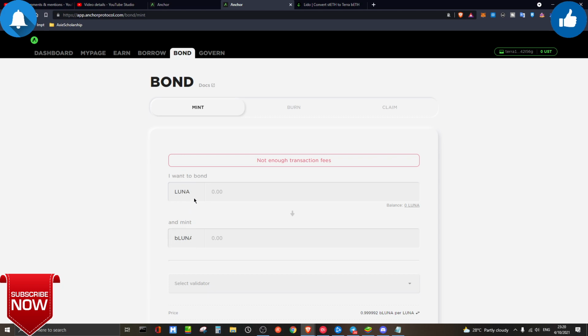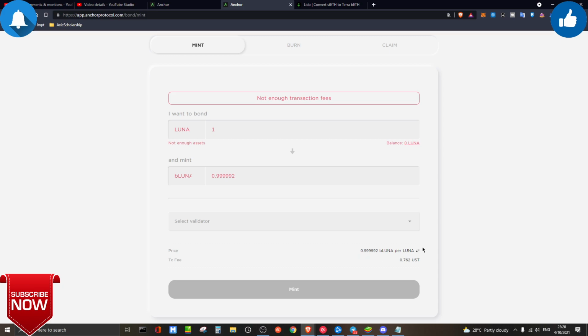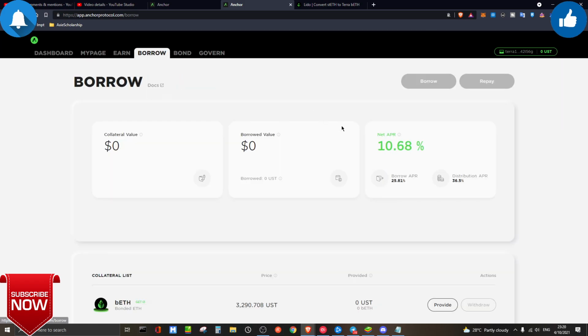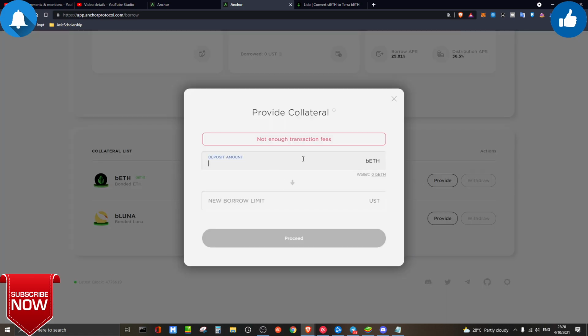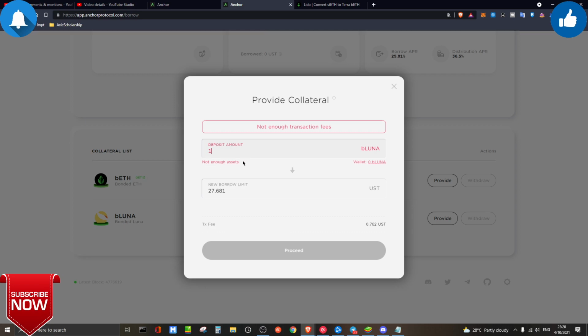So what does it mean? Basically, for example, you have 1 Luna. You put in 1 Luna, you will get this amount of bLuna, which is not really 1-to-1, but a slightly different ratio because of the fees and so on. Here you can see the transaction fee, and the price: 1 Luna equals 0.999992. Once you click on mint, you will get this bLuna, and from there you can head over to the borrow tab to provide, and deposit it, basically this one here.